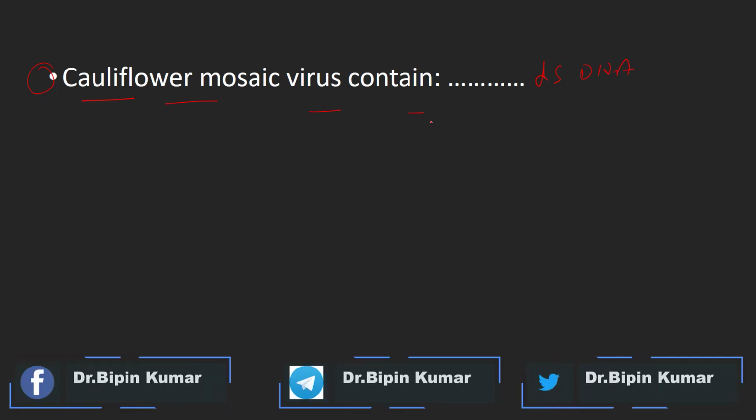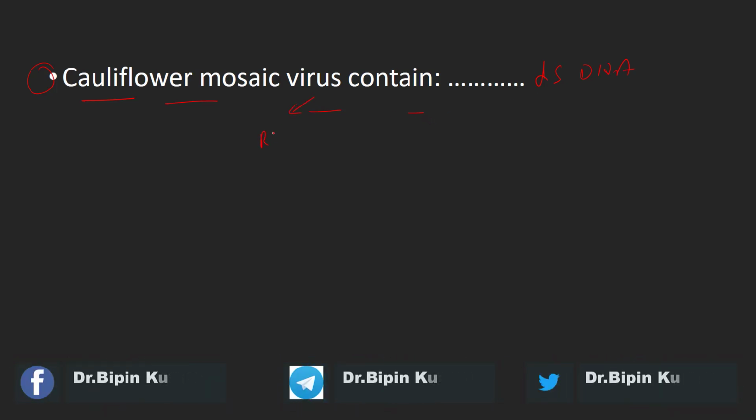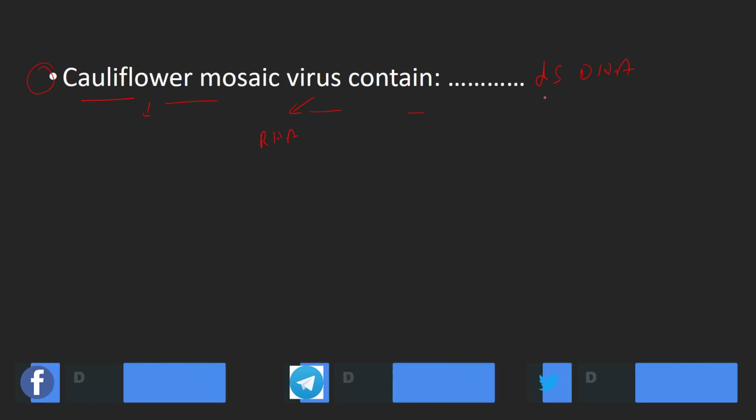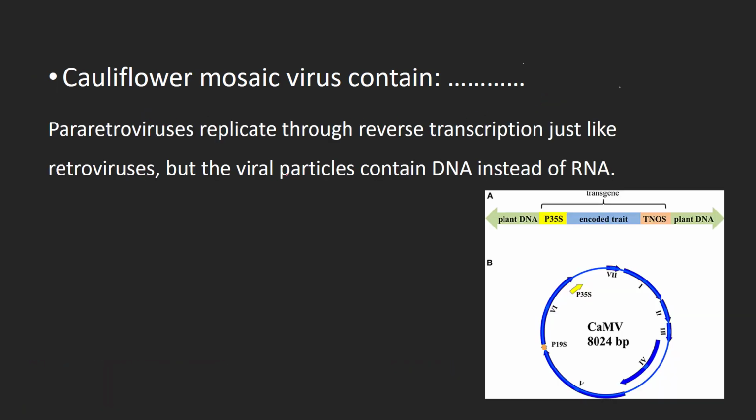Most viruses actually contain RNA, but cauliflower mosaic virus is an exception that contains double stranded DNA. The cauliflower mosaic virus is actually a para-retrovirus that replicates through reverse transcription, just like retroviruses. But the virus particle contains DNA instead of RNA. So this is a group of para-retrovirus.